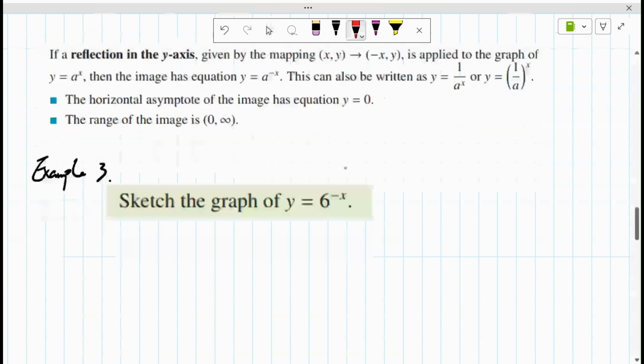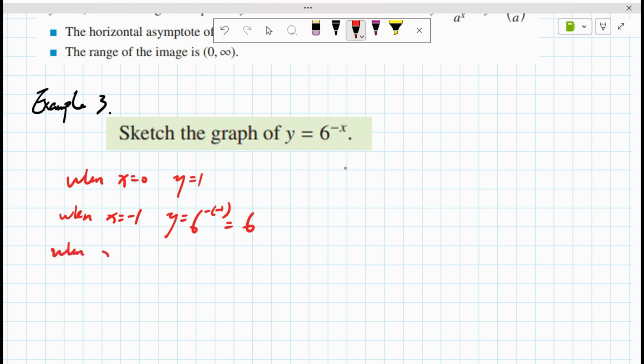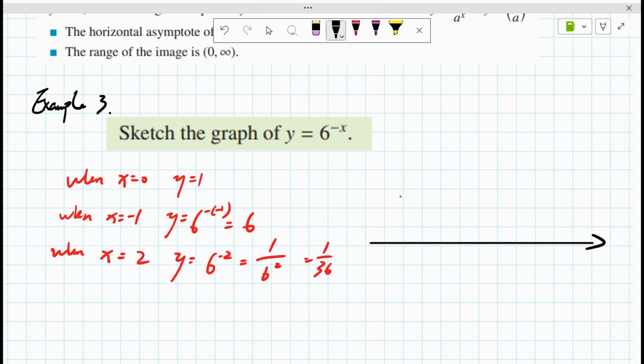And let's have a look. When x equals 0, y equals 1. When x equals negative 1, y equals 6 to the power negative 1, so that equals 6. And we can say if x keeps going negative, it goes up. And if x equals 2, and it gets closest to 0, so we can say negative 2, which is 1 over 36.